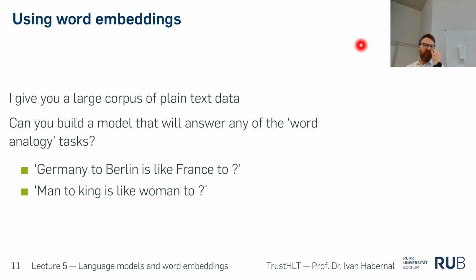I give you a large corpus of some plain text data, and I want you to build a model that will answer some of these so-called word analogy tasks. So for example, Germany to Berlin is like France to, what is the answer?